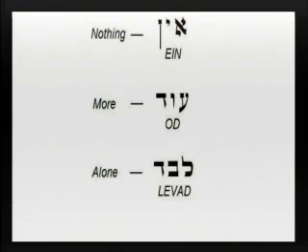So we have three words. Ein is nothing, od is more, and levad is alone. Ernest, אתה לבד? לא, לא. אנחנו ביחד. We are together. גם אני לא לבד, which means I'm not alone as well.